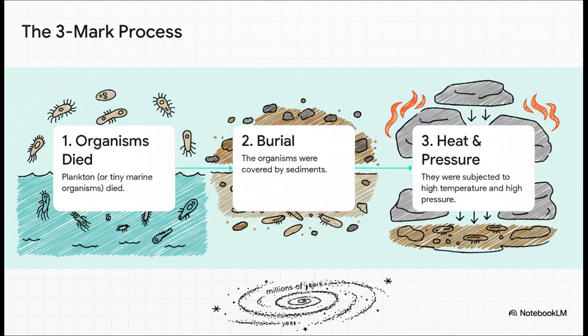Step 1. It all starts with plankton, tiny marine organisms, dying and sinking to the seabed. Step 2, they get covered up by layers and layers of sediment, basically buried. And step 3, over millions and millions of years, they get cooked by immense heat and squeezed by high pressure. That whole process transforms them into the natural gas we use. You just need to hit those key stages, and you've got all 3 marks in the bag.